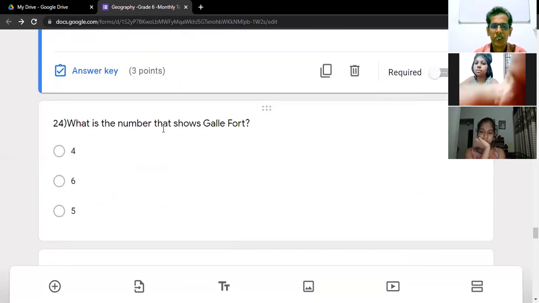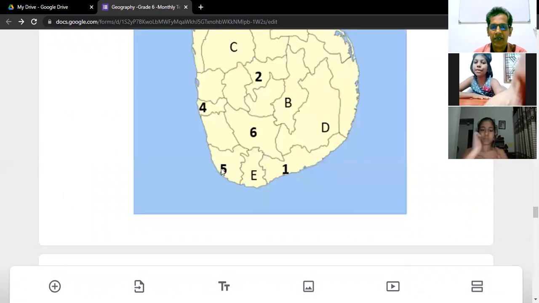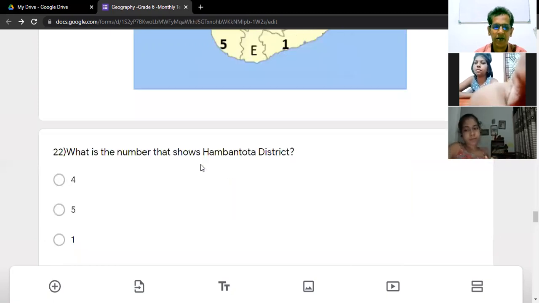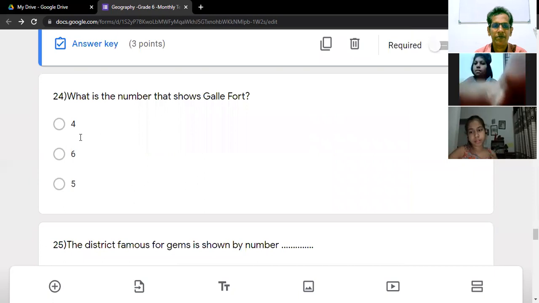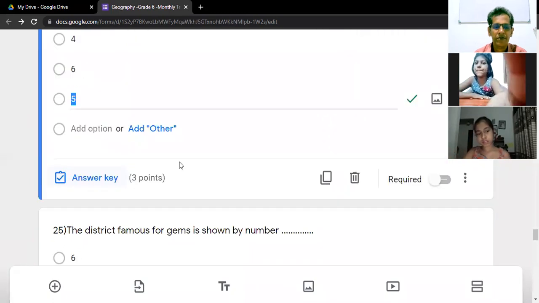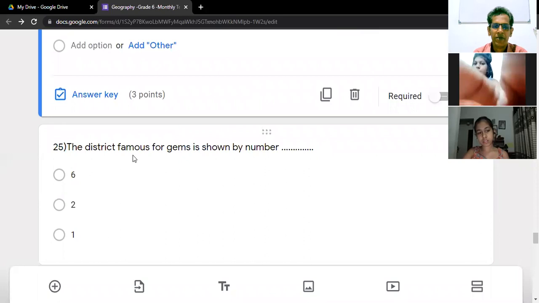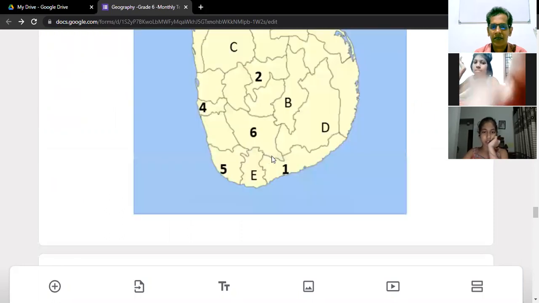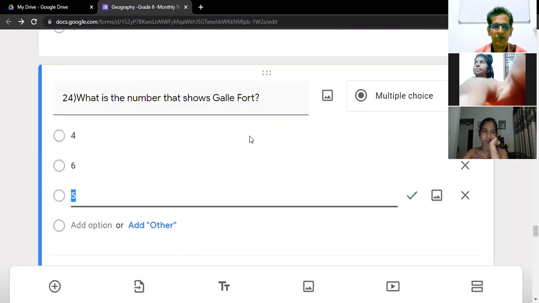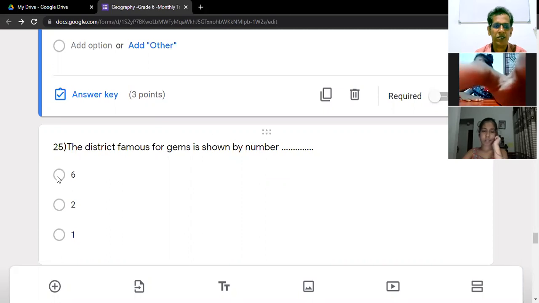What is the number that shows Galle Fort? Number five, correct. The district famous for gems is shown by number six. Here, Ratnapura. The district famous for gems, Ratnapura, is shown by number six.